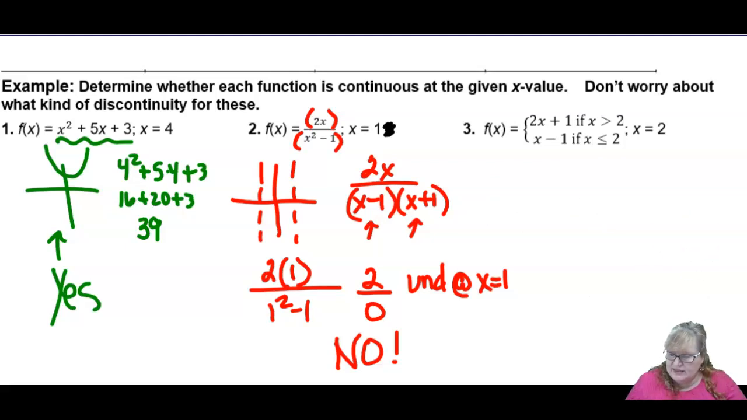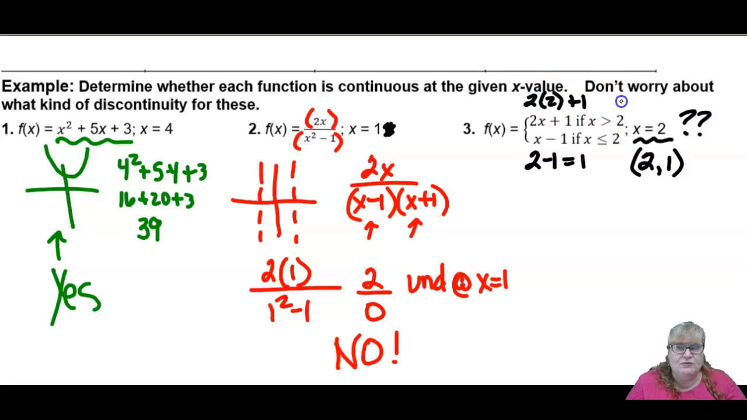So it asks us, is this continuous at x equals 2? That's the question. So if the rule says I should put the 2 into the bottom because it says less than or equal to 2, if I put a 2 in down here, I get 2 minus 1 equals 1. So when I put a 2 in, I get out a 1. But there is an open circle at this spot where x approaches 2. And if I put a 2 in up here, I get out 5. So when I put a 2 in up here, I get a 5.